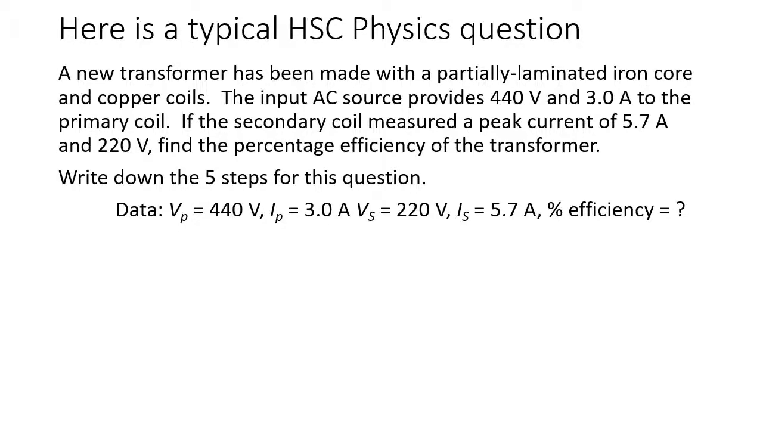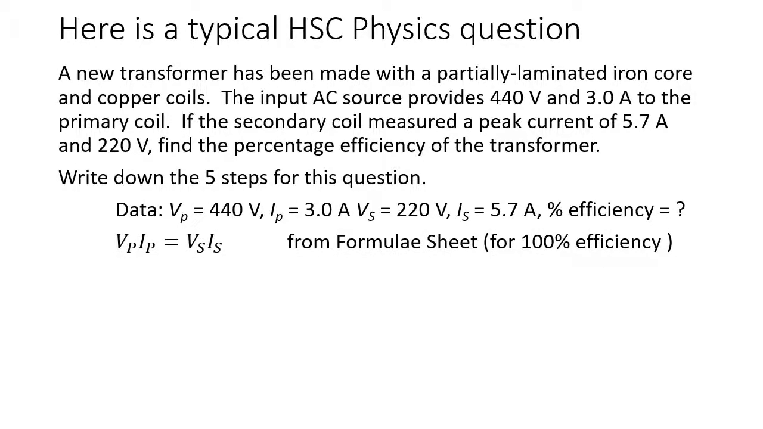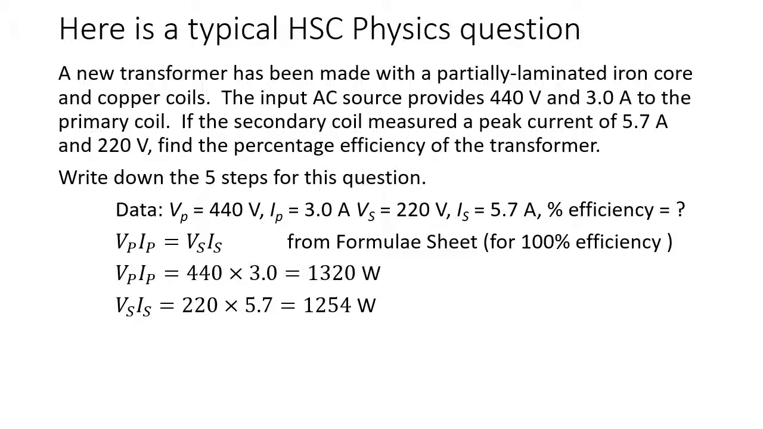Second step, choose a formula. In this case, the formula sheet gives us VP IP equals VS IS. That is for a transformer of 100% efficiency. We don't have that in this case. So we look at power, and we look at the input power and the output power. So input power is VP IP equals 440 times 3 equals 1,320 watts. Output power, VS IS, equals 220 times 5.7 equals 1,254 watts.